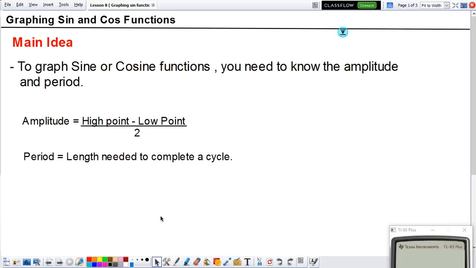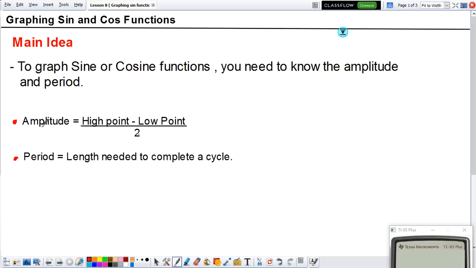Now, in order to find the amplitude of a trigonometric function, you need to find the highest point and subtract the lowest point. So the amplitude of a function is high point minus low point, and then we will divide that by 2. If you want to find the period of a function, we just need to find the length that is needed for the function to have a complete cycle.